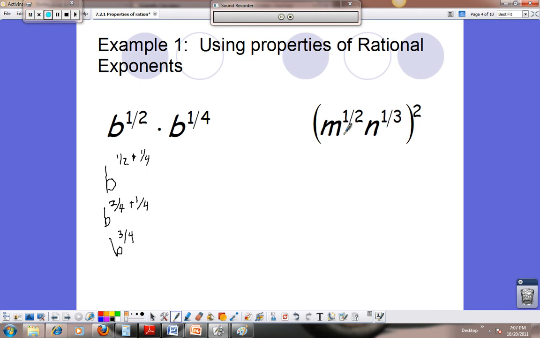Okay? So now I have a power of a power. So when I raise a power to a power, I'm just going to multiply. So I'm going to take m to the 1/2 times 2. When I multiply those, the 2's cancel and I get m to the 1. So if I take 1/3 times 2, 2 times 1 is 2, 3 times 1 is 3, so I get n to the 2/3.